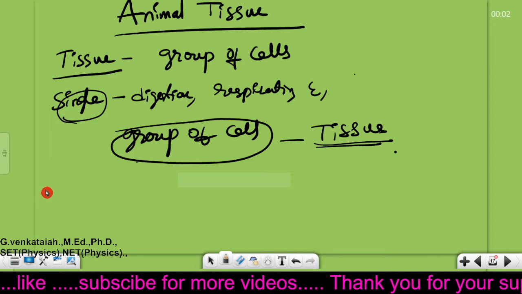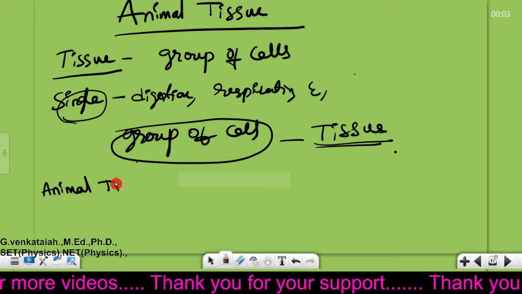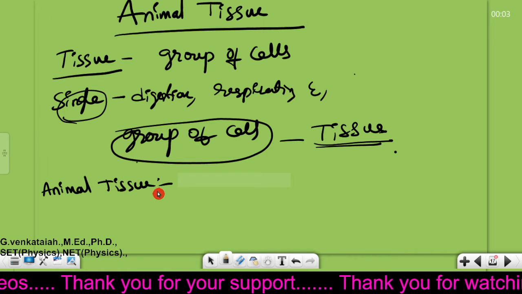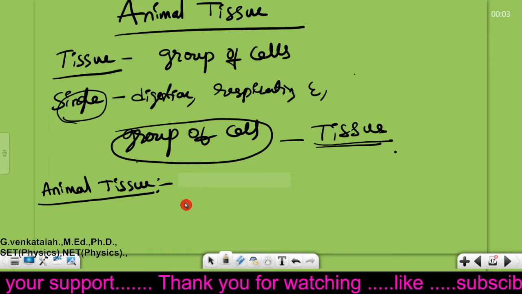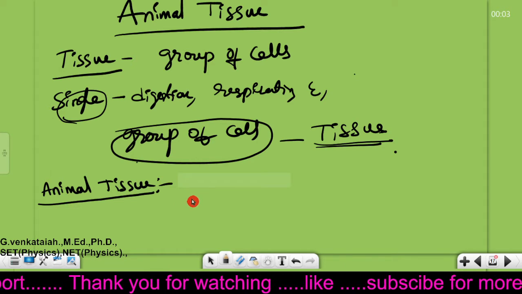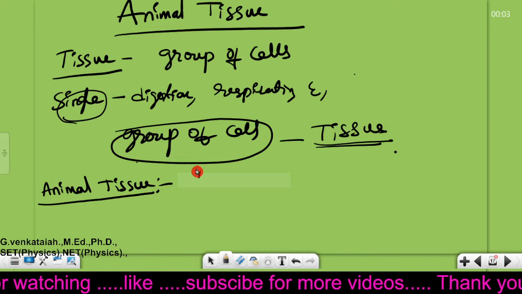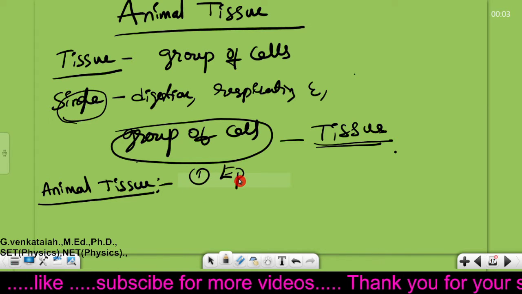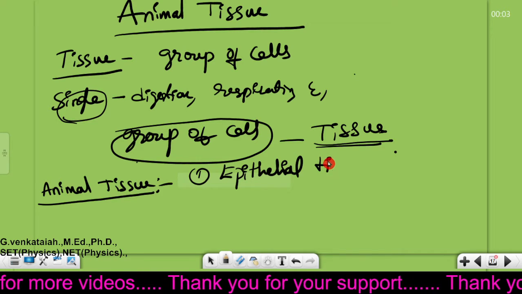Animal tissue is mainly of 4 types, depending upon their function and the structure of the cells. Here animal tissues are mainly 4 types. One is epithelial tissue.